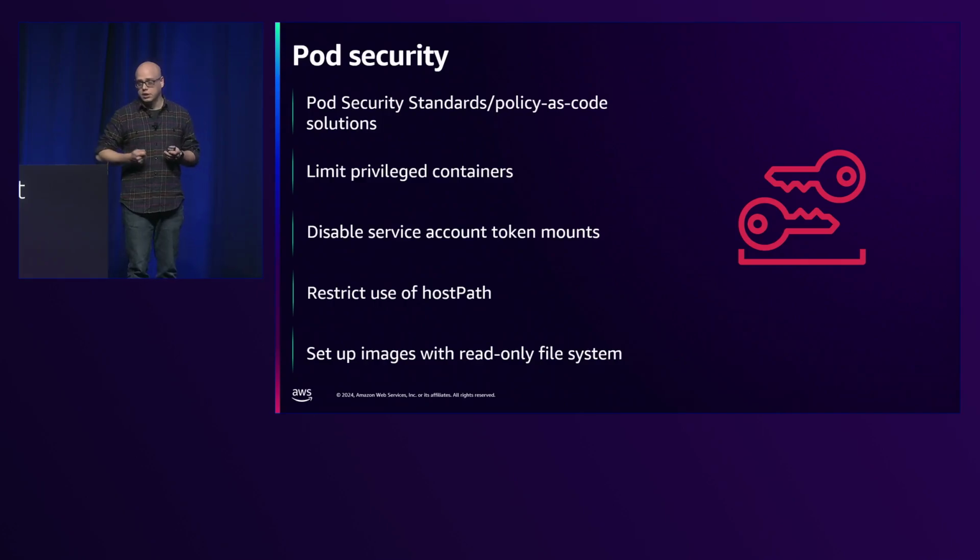By default, Kubernetes mounts a token into every pod so that it can talk to the API server and authenticate. It doesn't have any permissions by default, but it's there as an authentication mechanism. If you don't need it, turn it off. Similarly, restrict use of host path. It's just one of those things that if you don't need it, turn it off.